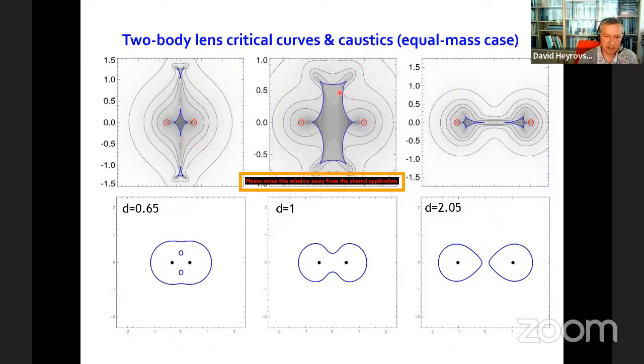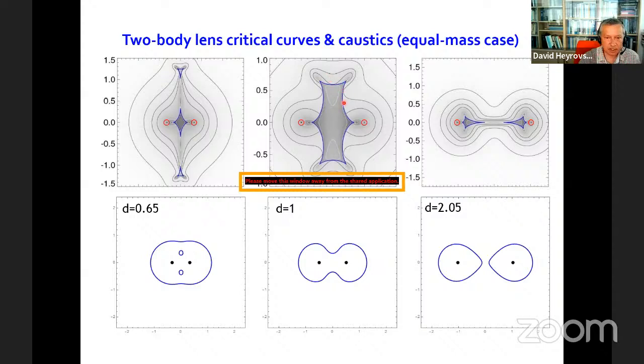You can see that in the intermediate regime, you have these 6 cusps on the caustic, but if you spread the lenses far apart, the caustic splits here, and you get 2 loops with 4 cusps each. On the other hand, if you put them closer together, the caustic splits here, and you get 1 with 4 cusps and 2 with 3 cusps.